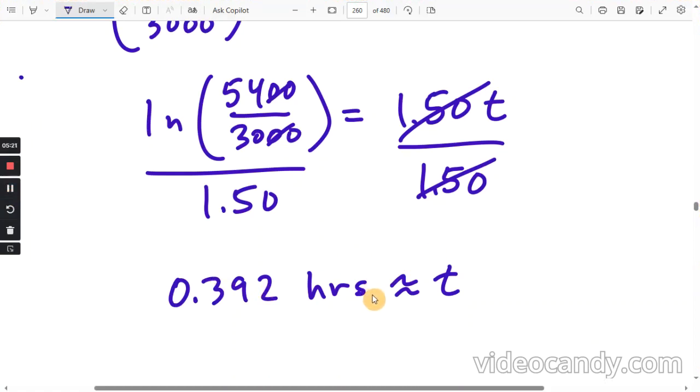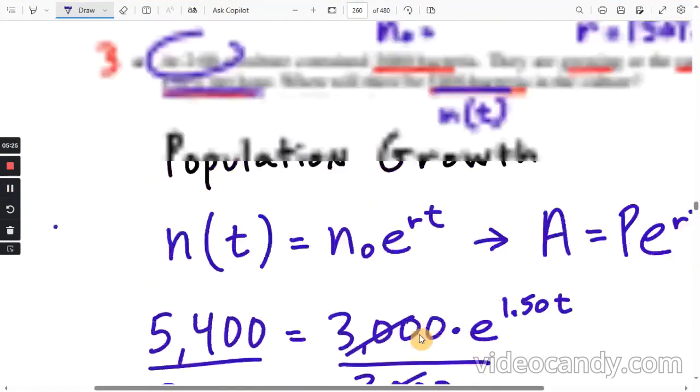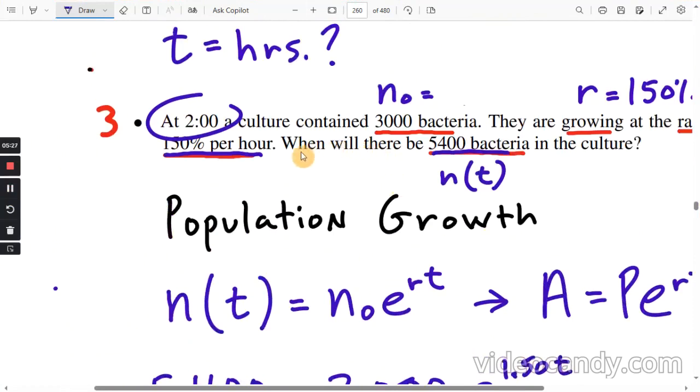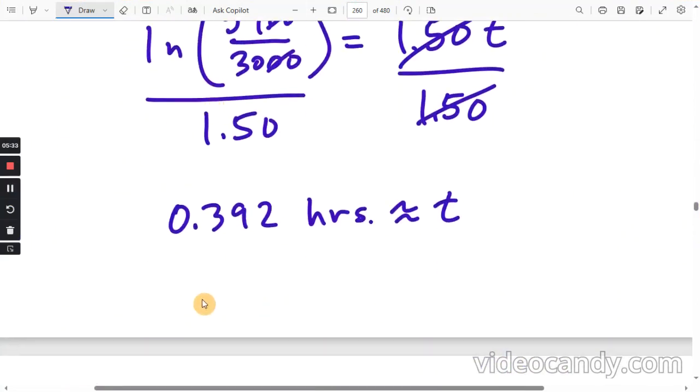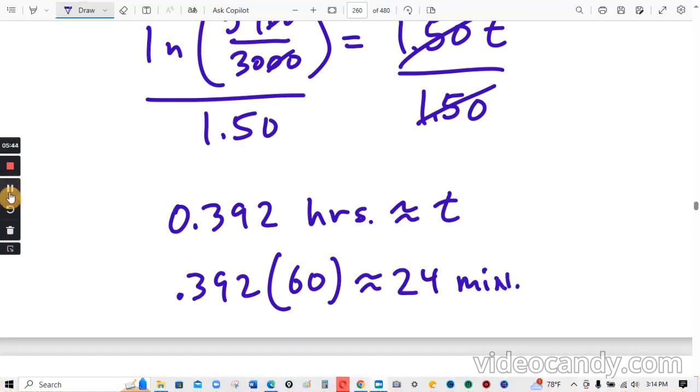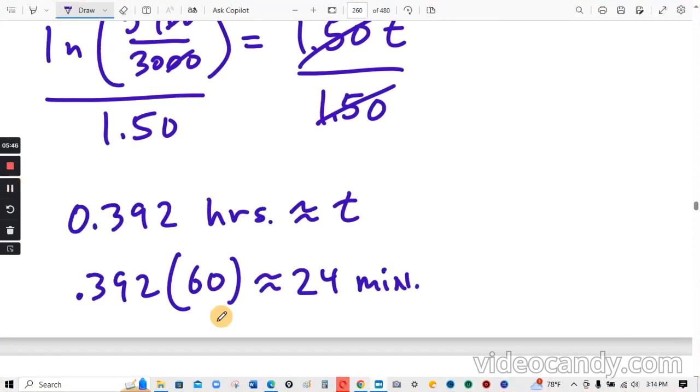Recall that we said the units were in hours. All right, so that's t's approximation, but they said when will, I'm assuming they mean what time. Okay, let's see how many minutes that is. 0.392 hours. If you do 0.392 times 60, I'm going to round off to the nearest minute. All right, that's 24 minutes.